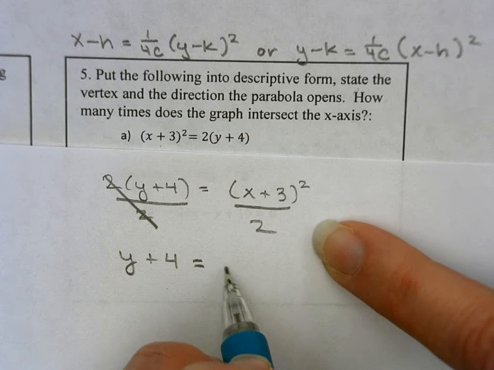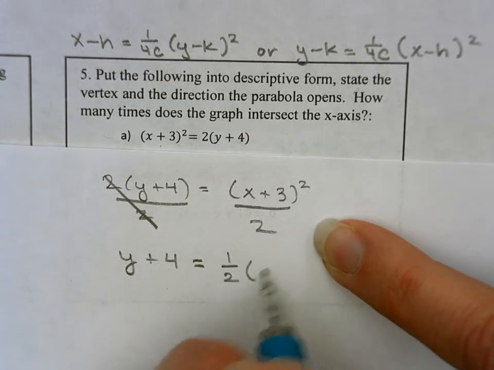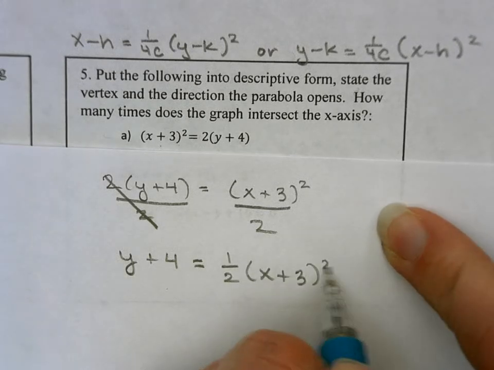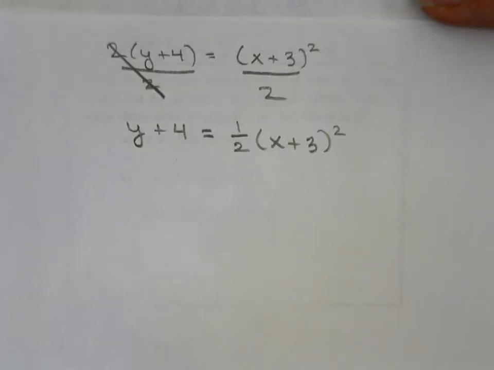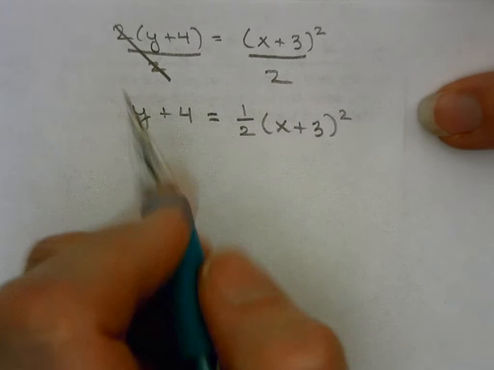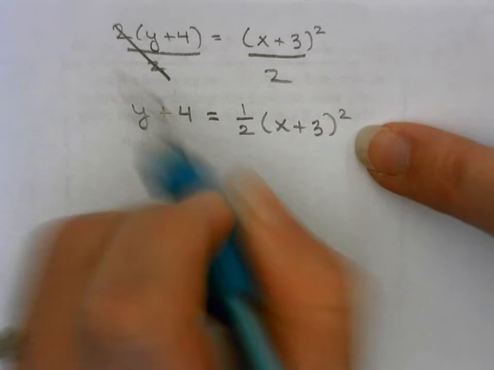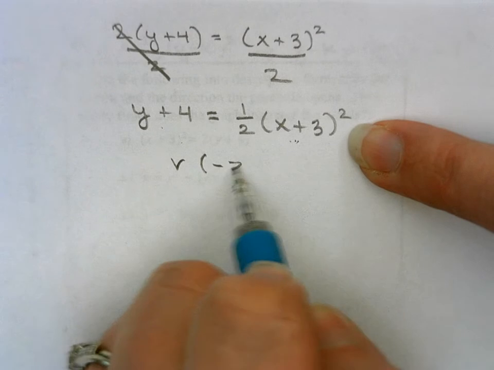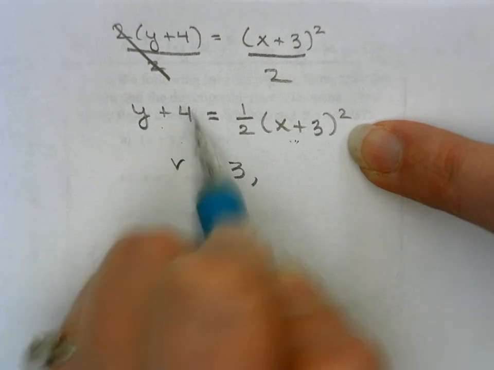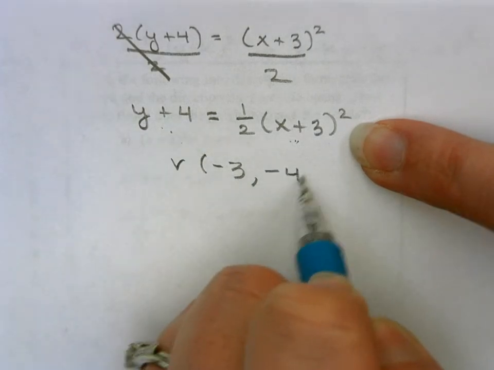And then when I divide by 2, that's the same as multiplying by 1/2. So that gives me my first part, which is my parabola in descriptive form. So now it asks me to state the vertex. So for the vertex, I look to see what's affecting my x over here. So that would be -3. And then what's affecting my y, that would be -4.